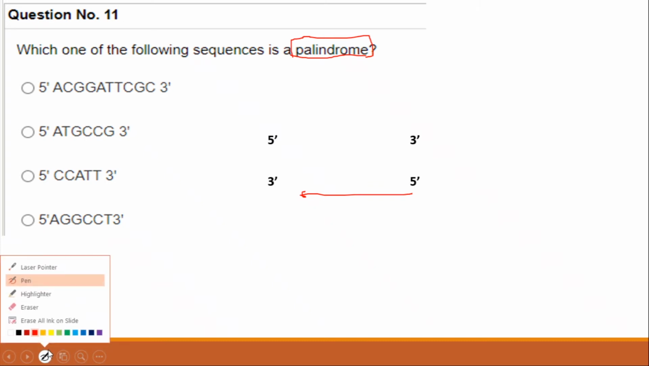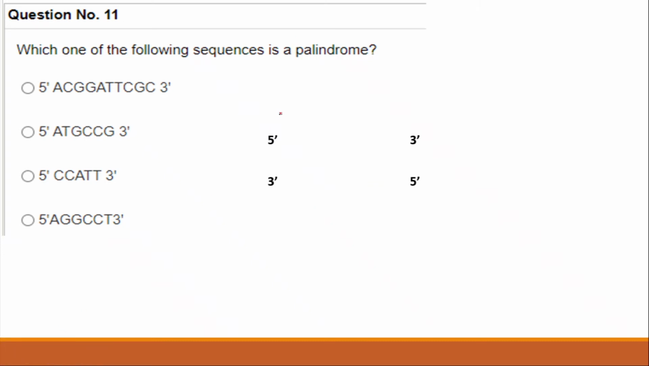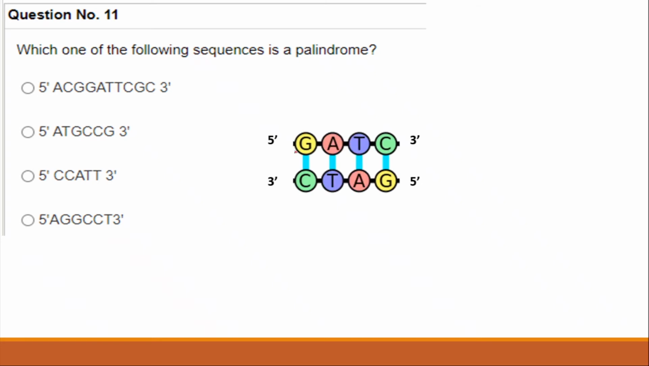We know a double helix is formed by two paired antiparallel strands of nucleotides that run in opposite directions. One example, as we can see here, is a sequence having GATC when we read from the 5' to 3' direction, and in the complementary strand, if I again read it from the 5' to 3' direction, I am going to get GATC again.